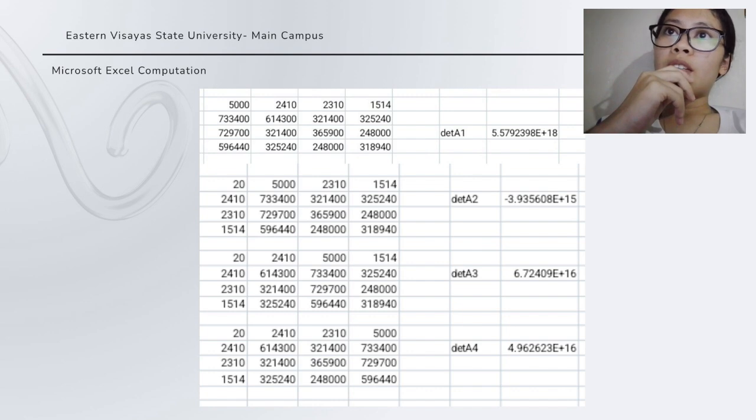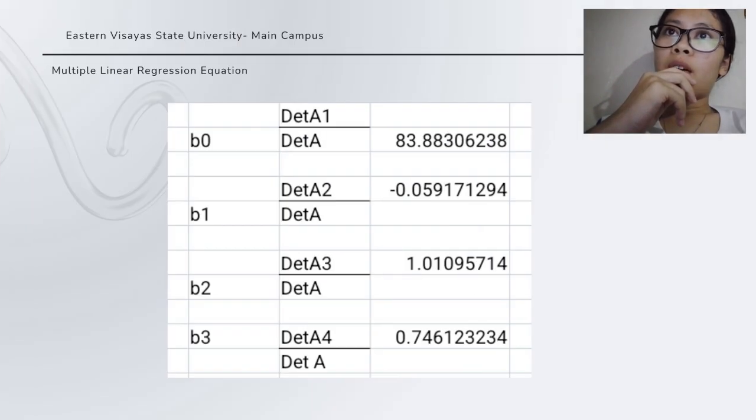Okay, so for the next slide, we have obtained now our beta sub 0, beta sub 1, beta sub 2, beta sub 3. So beta sub 0 is A1 over A, beta sub 1 is A2 over A, beta sub 2 is A3 over A, and beta sub 3 is A4 over A. So substitute lang natin ang values na nakuha natin sa ating previous slide.